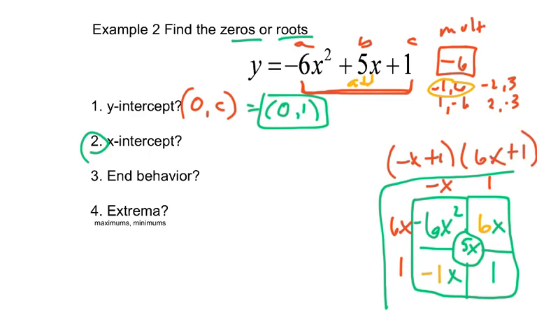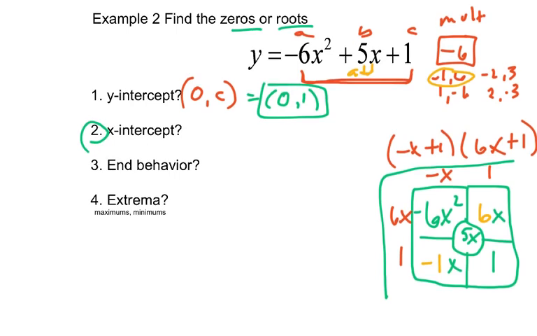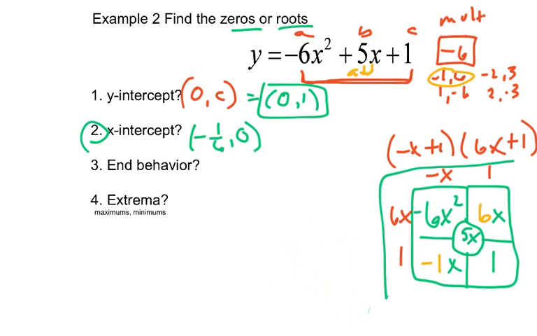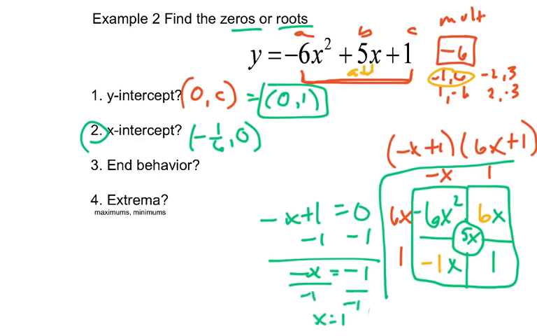So if we go ahead and find our x-intercepts, the easiest way to do that is to set each of them equal to 0. So if we set 6x plus 1 equal to 0, we get subtracting a 1 to both sides, and then dividing by 6. So technically our x-intercept is going to be negative 1/6, 0. So definitely couldn't have done that by just guessing. And then the last one is negative x plus 1, set equal to 0. So x is apparently 1 in that case.